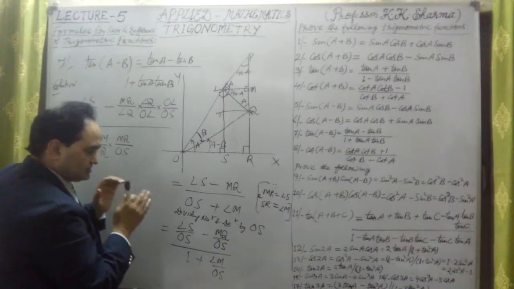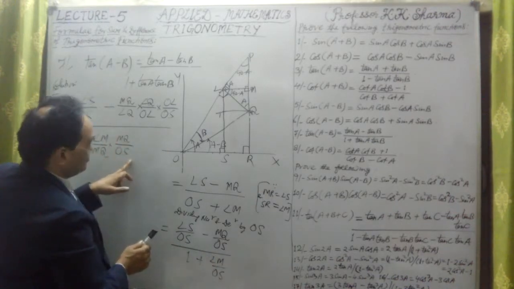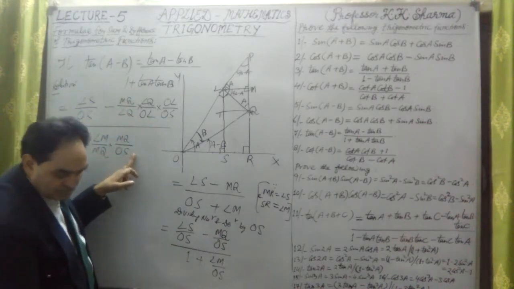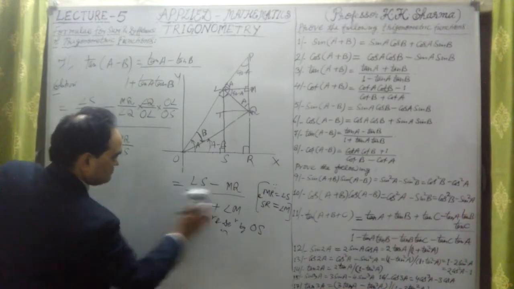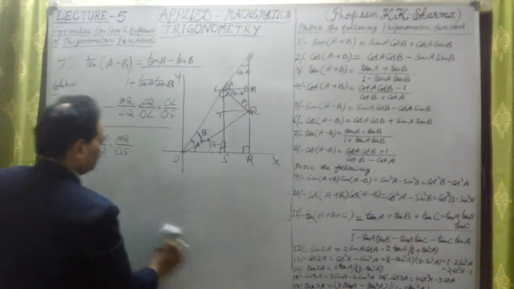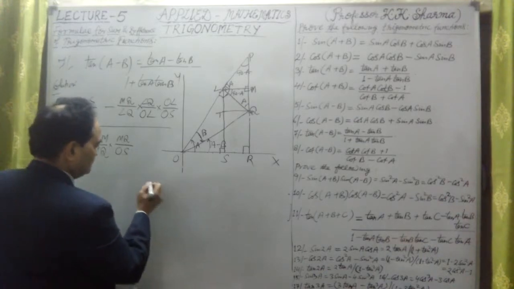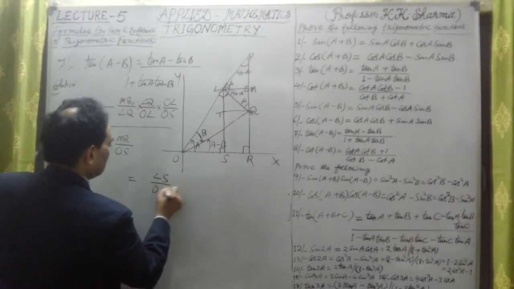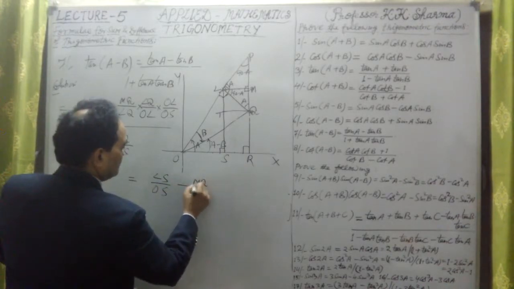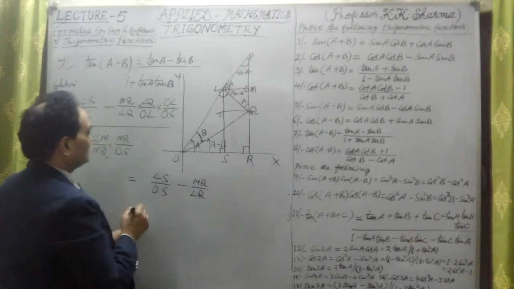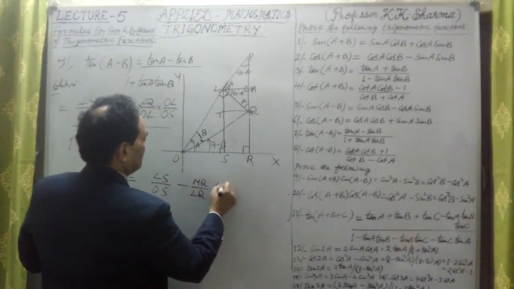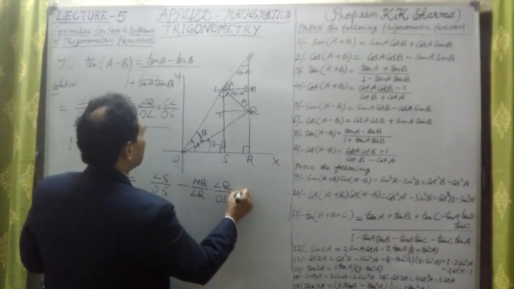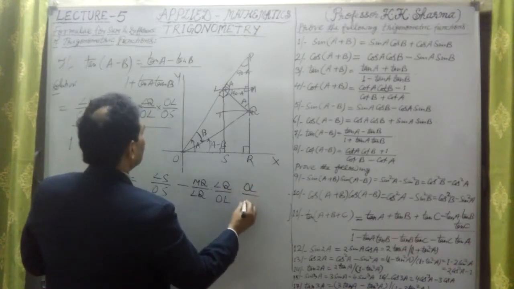Still, we are at this stage. But this MQ upon OS, we have changed this. That we will write here in this place. Okay, so now let me drop this point. Now let us write here Ls upon OS minus MQ upon, I am writing the complete value, LQ into LQ upon OL into OL upon OS.